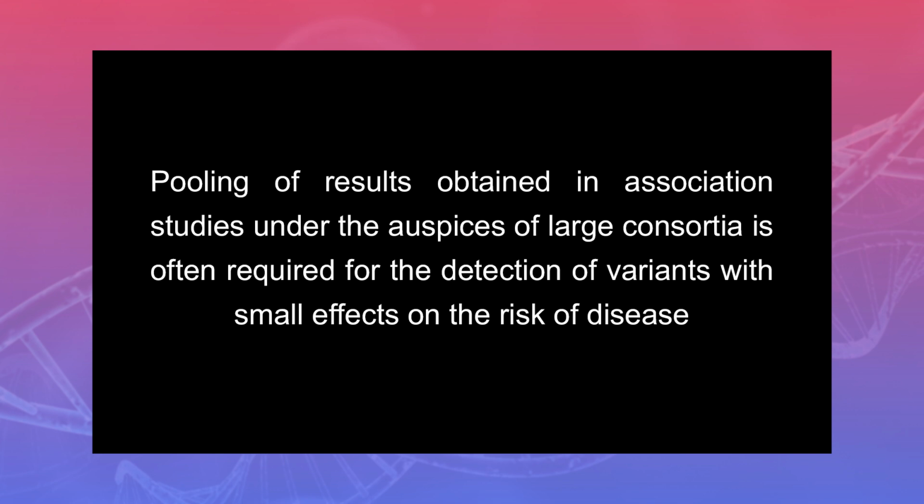The pooling of results obtained in association studies under the auspices of large consortia is often required for the detection of variants with small effects on the risk of disease. Such pooled studies, like all genetic association studies, must be examined and controlled for differences in allele frequency between groups that can lead to spurious false positive associations. The most reliable evidence of a true genetic association, short of defining the causal variant functionally, is replication of the association, especially if it appears in multiple populations.